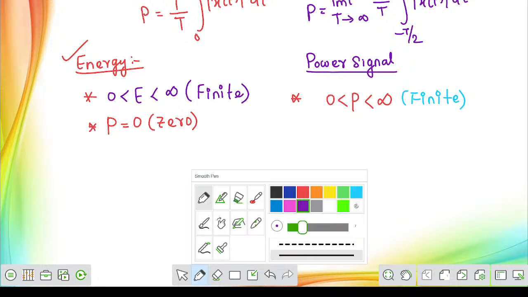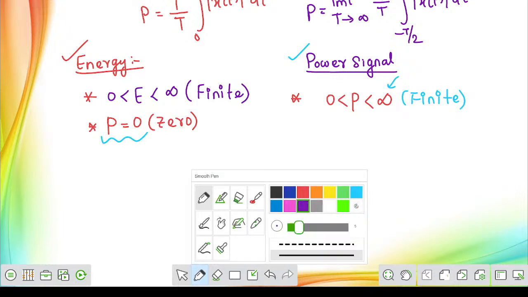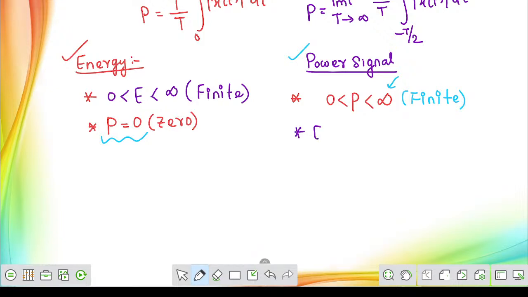So I am repeating again, whenever we are discussing a power signal, the value of the power must be finite and it should be approaching neither infinity nor 0. For energy signal, energy will be finite. For power signal, power will be finite. For energy signal, power will be 0. Whereas, what will be the energy of a power signal? If you are observing the energy of a power signal, energy will be infinity.